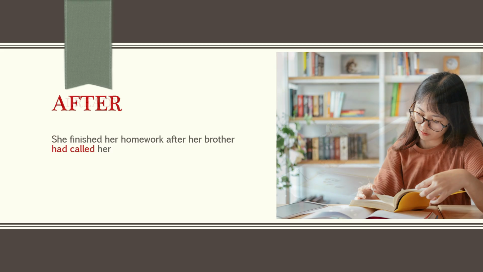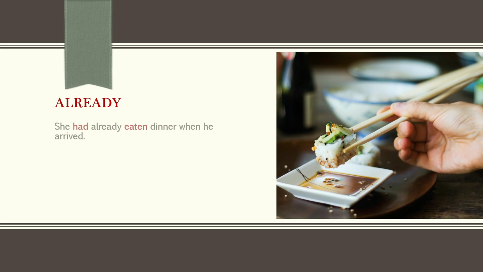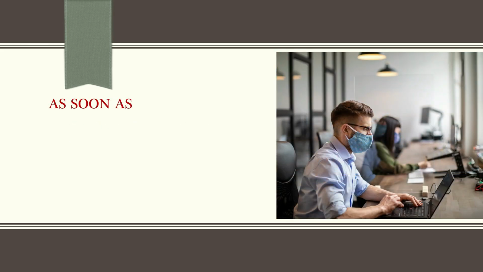Now, an example with already. She had already eaten dinner when he arrived. She had already eaten dinner. This action happened first, before he arrived. He arrived. This happened after she ate. Now, let's look at an example with as soon as. He had left the office as soon as the meeting ended. He had left the office. This action happened first. The meeting ended. This happened right after he left.